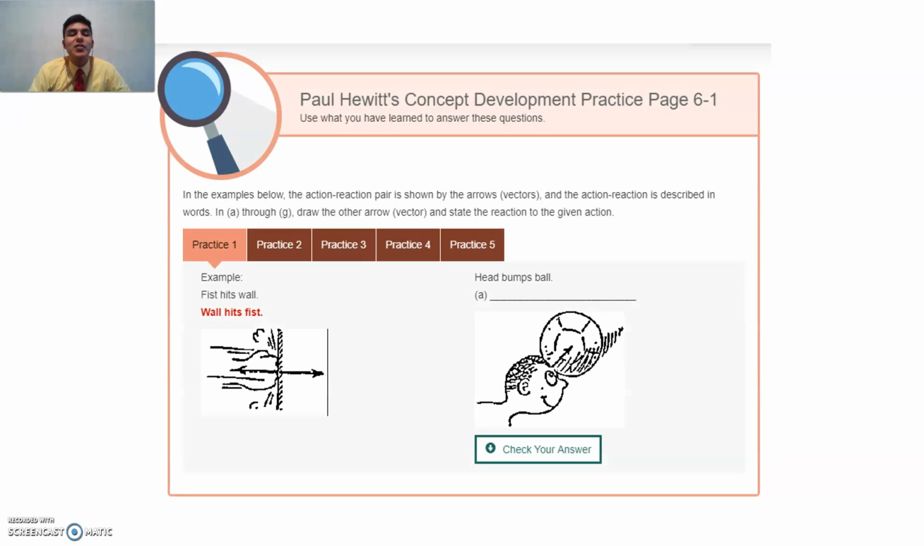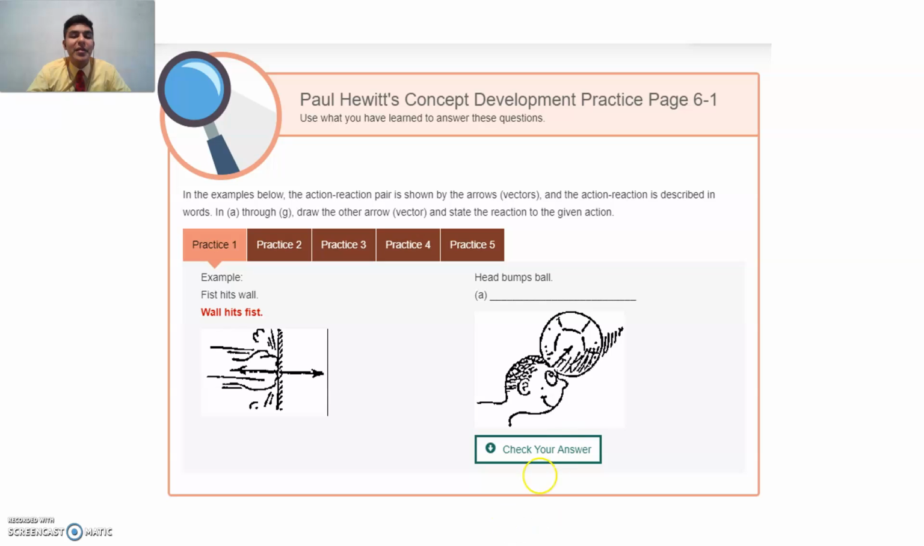All right, we have this one right here. In the example below, the action-reaction pair is shown by the arrows, or as we call them in physics, vectors. And the action-reaction is described in words. In A through G, draw the other arrow or vector and state the reaction to the given action.